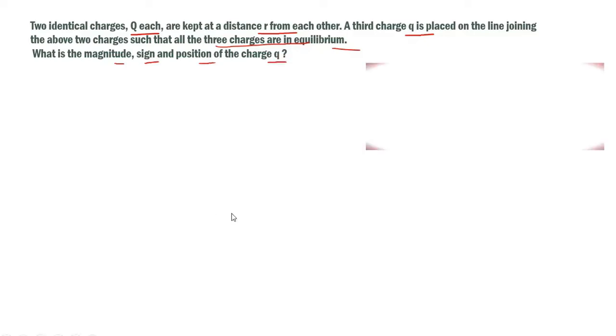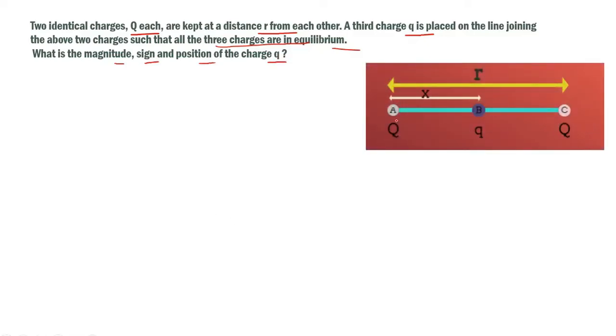First of all, we will depict the given situation in the form of a figure. We have to place the two identical charges capital Q and capital Q at the points A and C respectively, separated by a distance of r. Now where must the third charge small q be placed? Small q must be placed in between, on the line joining the two charges. Then only the system of all three charges will be in equilibrium.